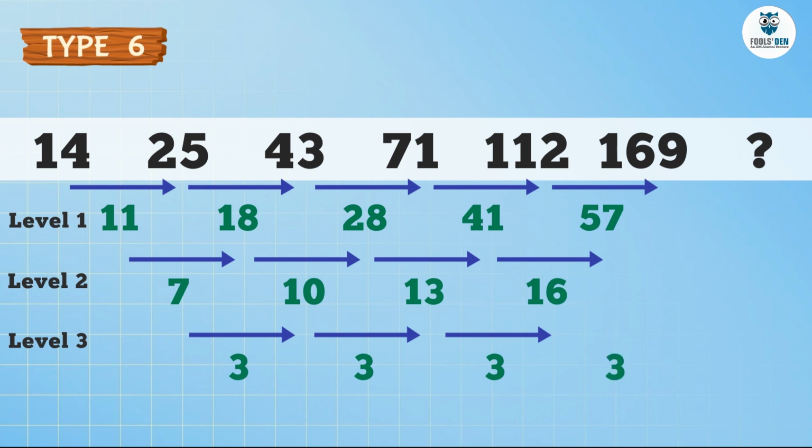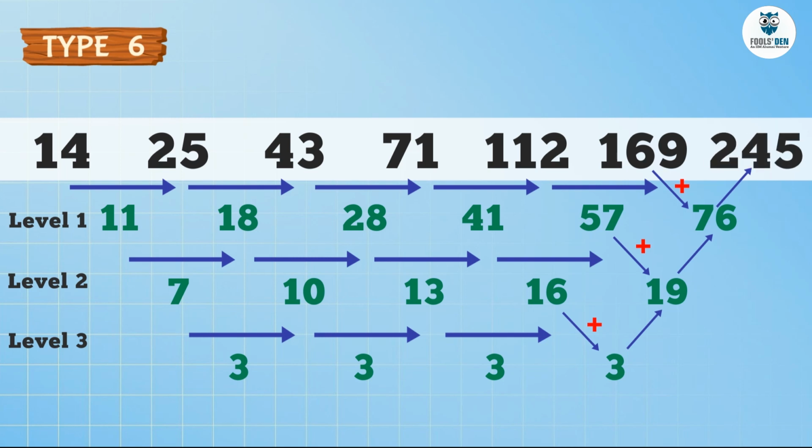Now, if you add this 3 to the last number at level 2, you will get 19. If you add this 19 to the last number at level 1, that is 57, you will get 76. Lastly, if you add 76 to the last number in the series, that is 169, you will get your answer, that is 245. This type of question is called an inverted pyramid or a multi-level difference question.